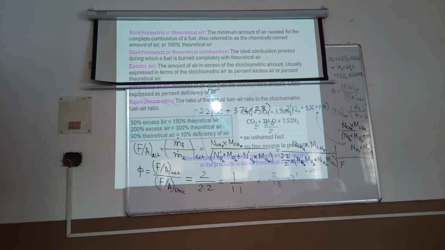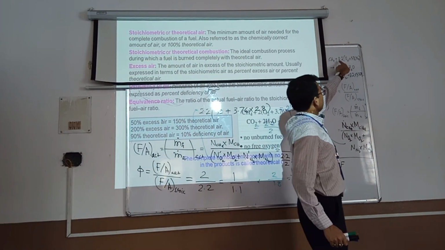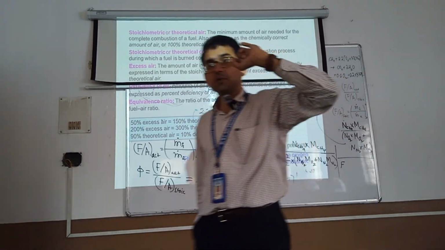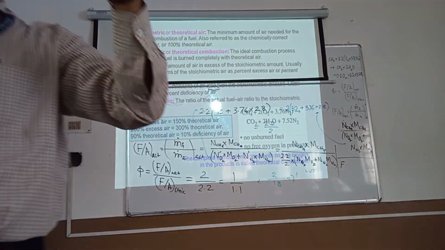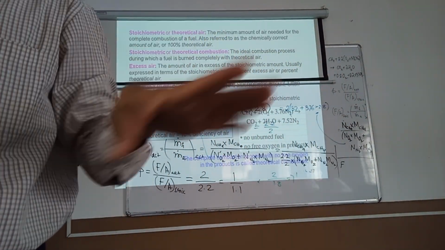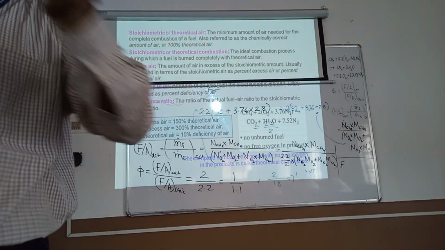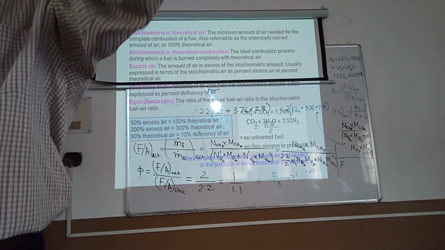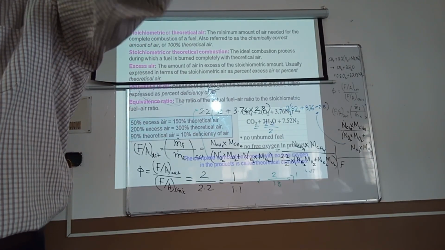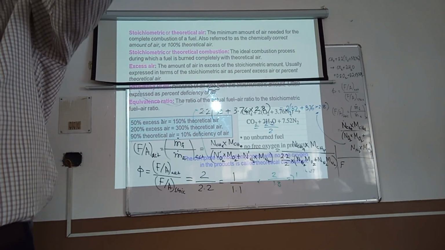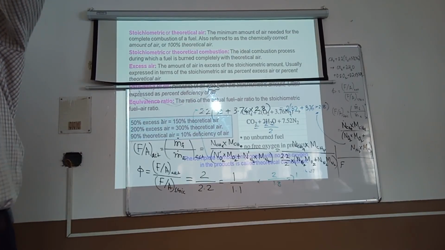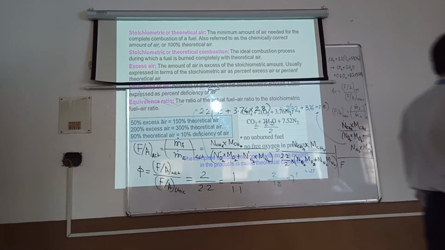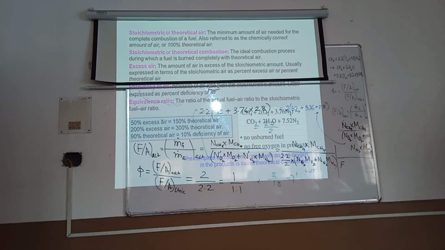If I ask you to write the equation also, that means I just give you 110% excess air, what is the equivalence ratio, and write the chemical reaction. Then you have to write the chemical reaction, calculating the coefficients, etc. All this you have to show. So it may be a 1 mark question, it may be a 3 marks question, it may be a 5 marks question. Is it clear how to do? Everything is clear? So can I erase?